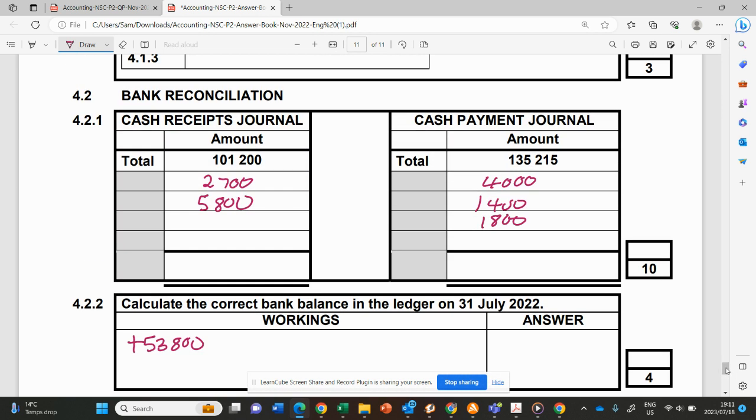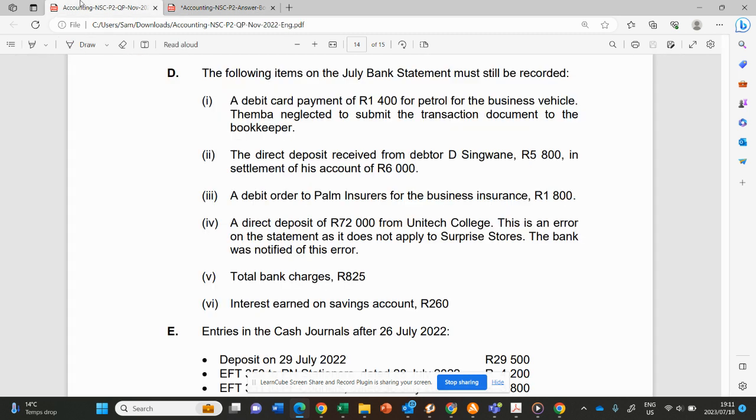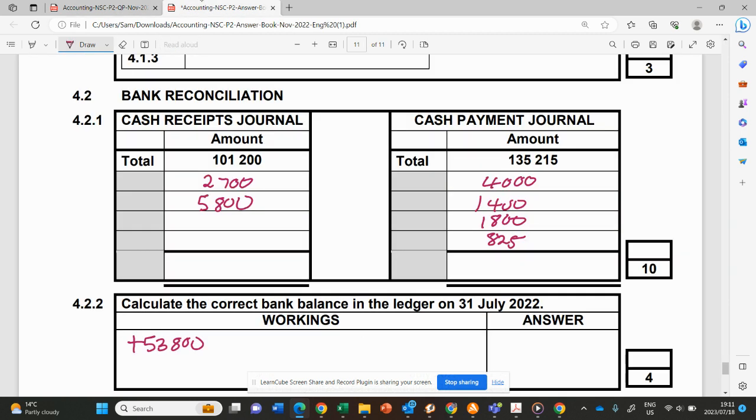CPJ, 825, 825, 825. Then, what else? The next transaction is the interest. We earn interest on the savings account. That's a receipt, a receipt of 280. That's an income. Money comes in. We got a receipt of what? Of the interest, then 260 on the CRJ. Therefore we can calculate our total receipts.